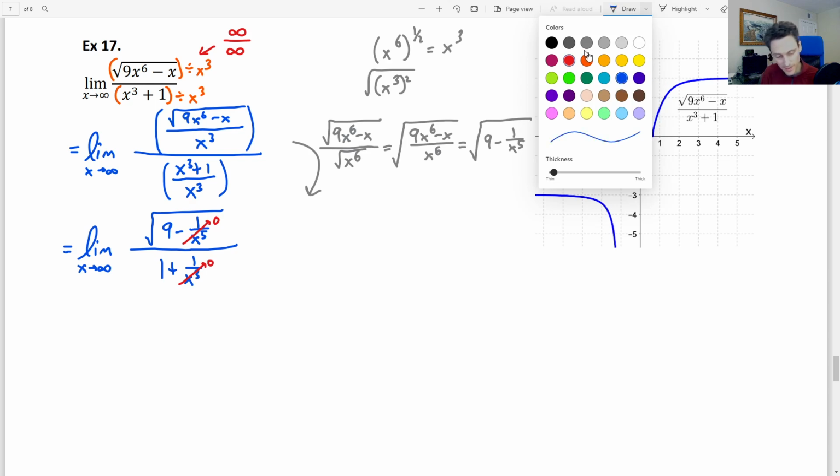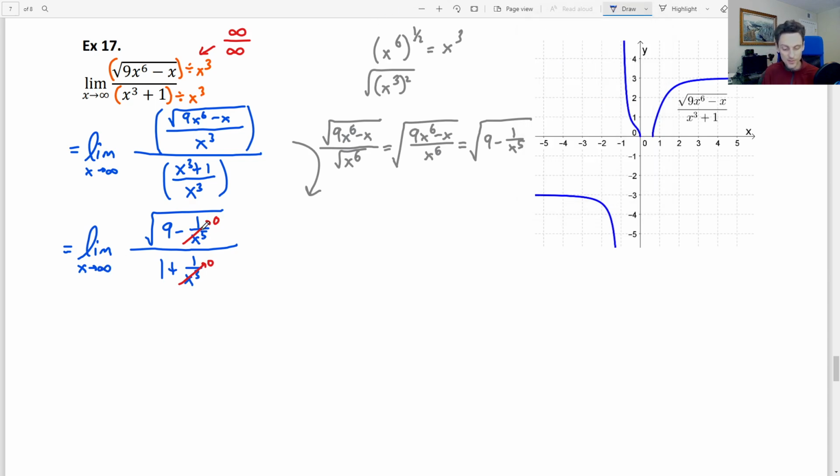as x approaches infinity. By the way, if x were approaching 0, this would be totally the wrong analysis, because 1 over 0 is definitely not going to be going to 0. It's only because x is approaching infinity that these little fractions are going to 0. So then we have the square root of 9 minus 0 over 1 plus 0.